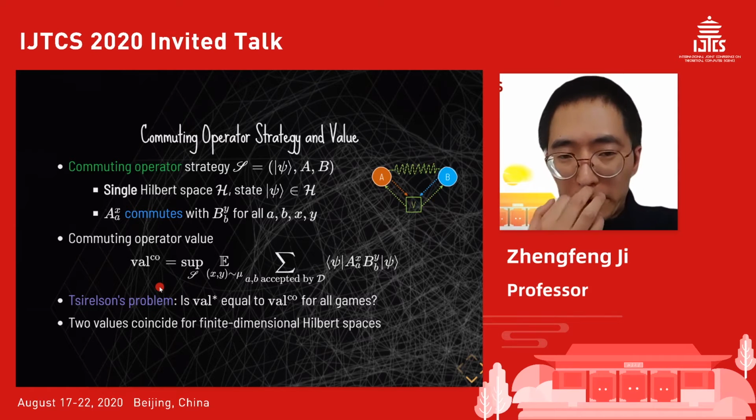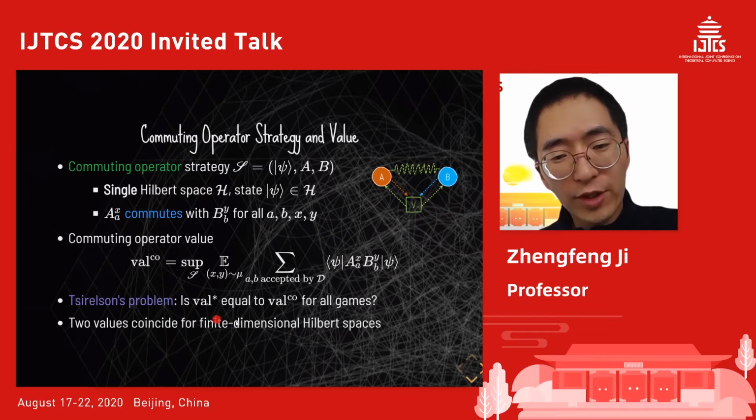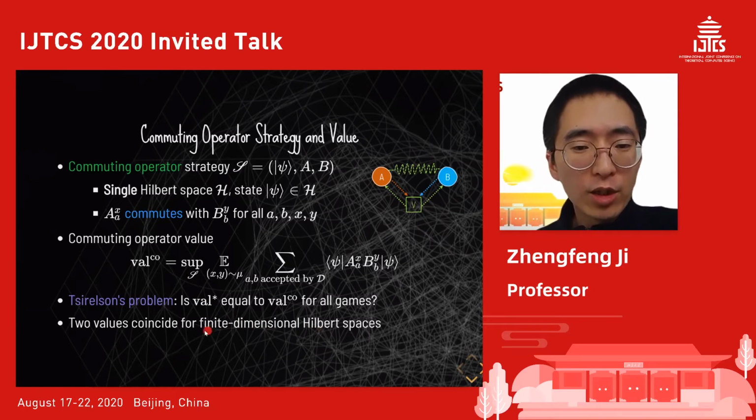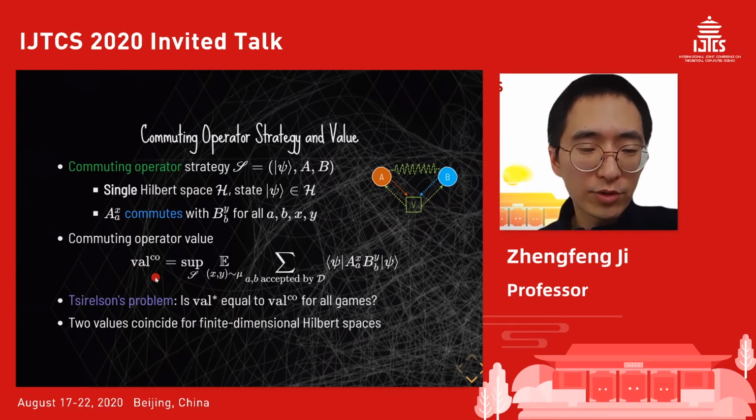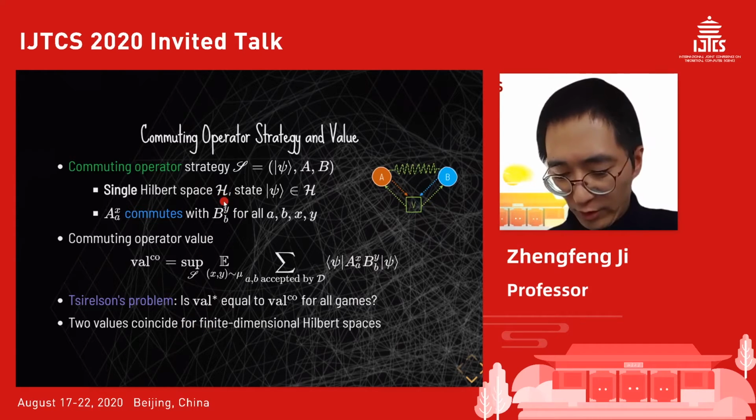It's interesting to mention that if you consider finite dimensional Hilbert spaces, then these two values are the same, meaning that all these finite dimensional commuting structures have tensor equivalent strategies. So the problem is only interesting when H, the Hilbert space, is infinite dimensional.